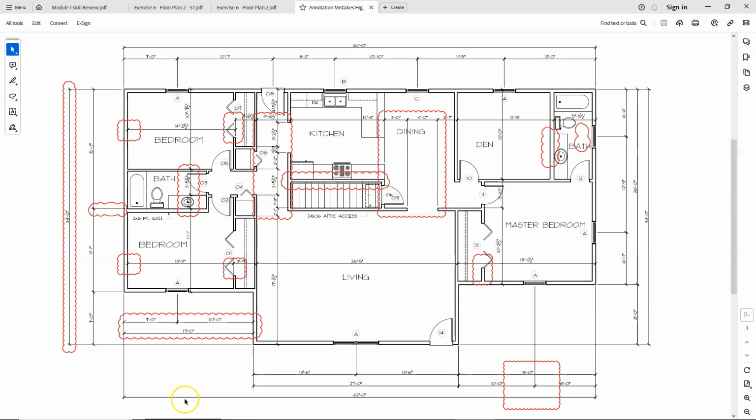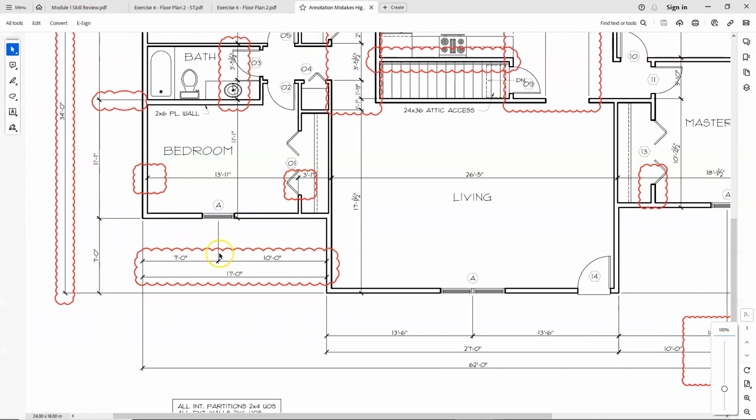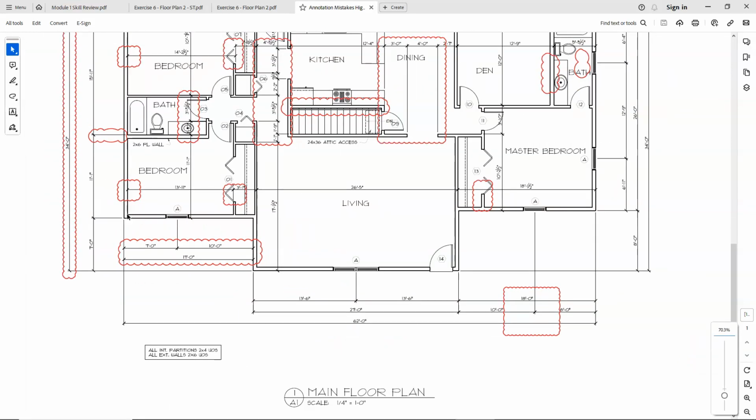Since we're talking about spacing, let's go ahead and look at this dimension down here. Most of you caught this. This dimension really should be pulled down and aligned with this overall dimension right here. This isn't necessarily wrong, it's just chaotic, right? We want to have order as much as possible. That just makes it easier to read for the contractor. We'll keep things lined up whenever possible.